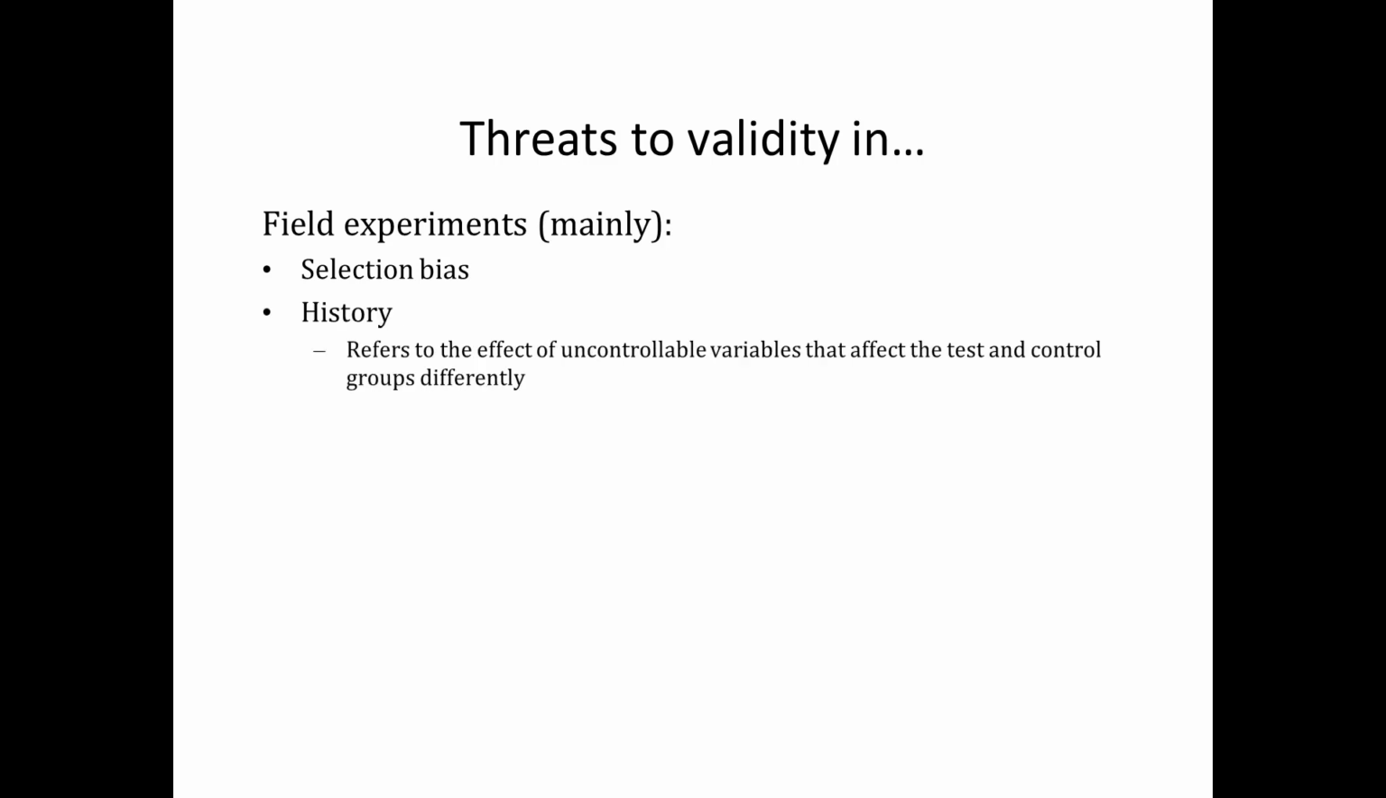Another threat is that due to history, a term that in this context means something quite different than the usual meaning. History refers to the effects of variables that are not within the researcher's control. For example, weather problems, power outages, stockouts, or competitive promotions can disrupt sales in the store, thereby confounding the results. Again, this is more likely in a field study because you lack control over these aspects of the environment.